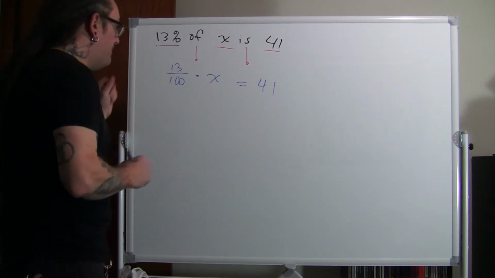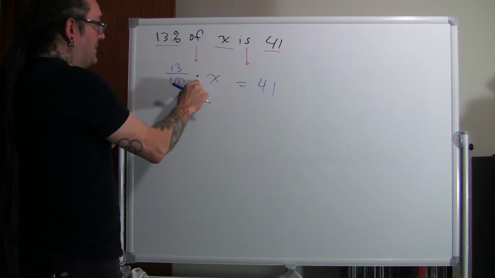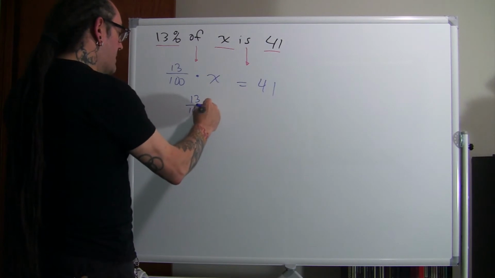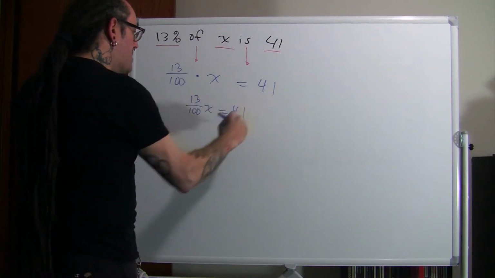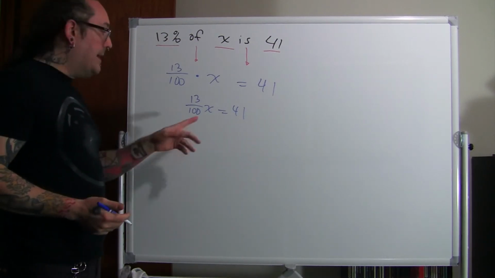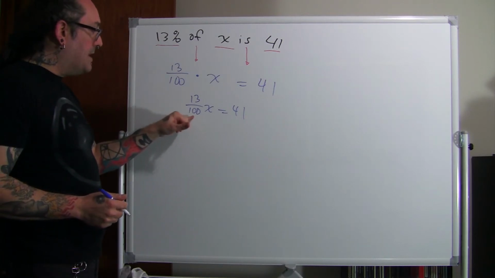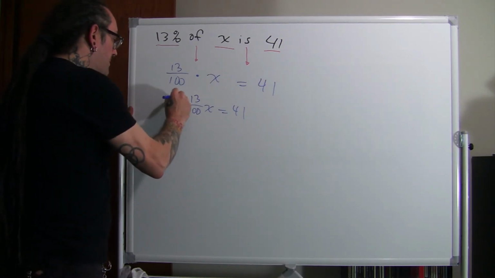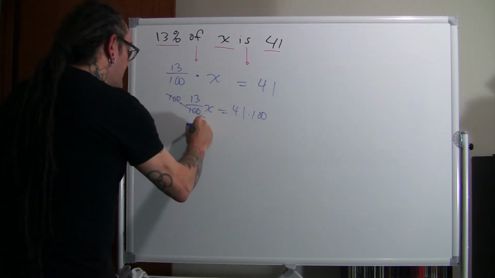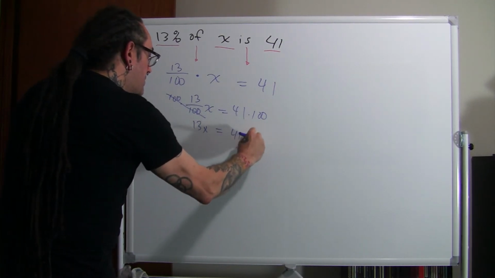Fair enough. I'll consolidate this a little bit: 13 over 100 x equals 41. Okay, now what? Well, I've got to get x by itself, so I've got to multiply both sides by 100 to get rid of this denominator. Okay, these will cancel, and I get 13x equals 41 times 100, which is 4100.